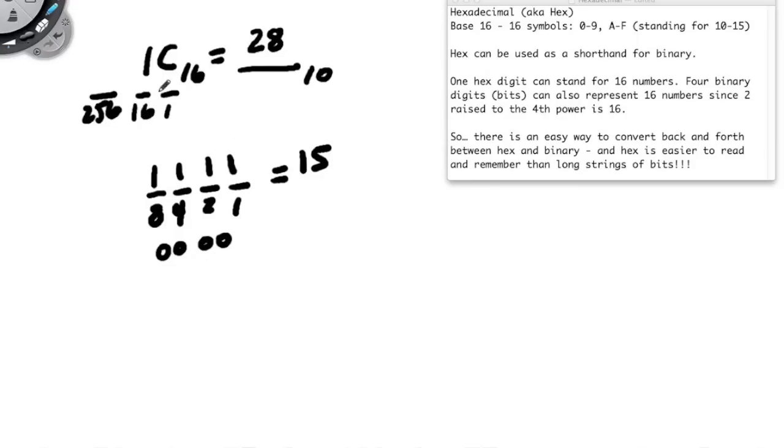And since one hexadecimal digit can do the same thing, we can actually expand these hexadecimal digits into 4 bits, and that's the key to converting between the two: 4 bits of binary stand for, and can be represented by, one hexadecimal digit. Let's look at how this works.